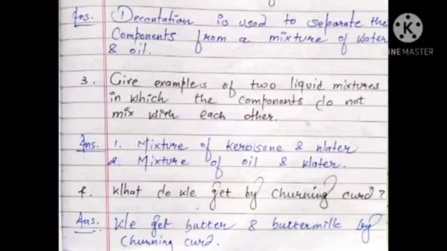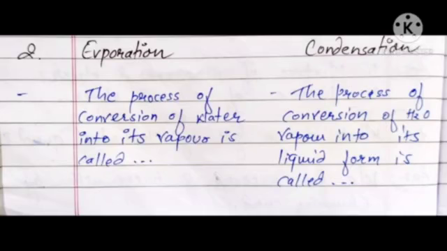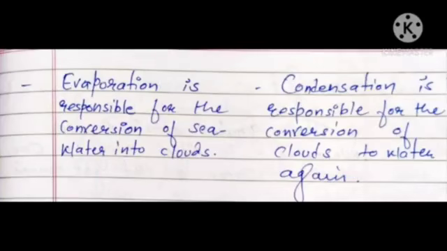Second one is evaporation and condensation. The first point is, this process of conversion of water into vapor is called evaporation. First point in condensation is, the process of conversion of water vapor into its liquid form is called condensation. Second point is, evaporation is responsible for the conversion of seawater into clouds. Second point in condensation is, condensation is responsible for the conversion of clouds to water again.